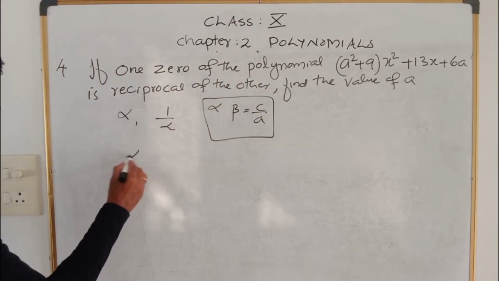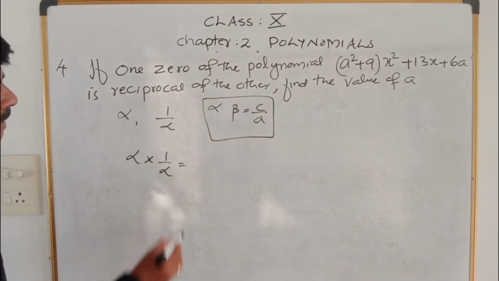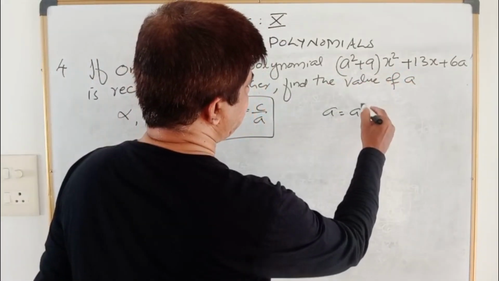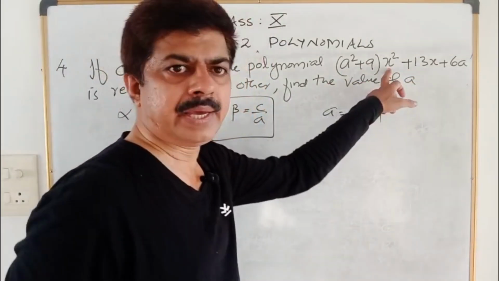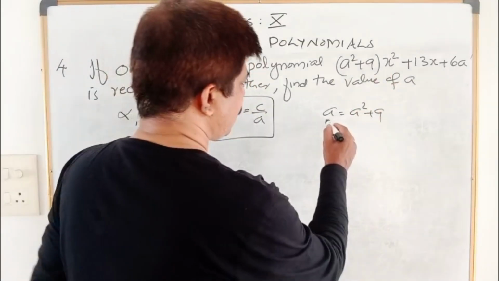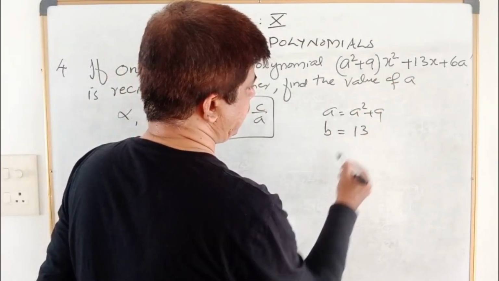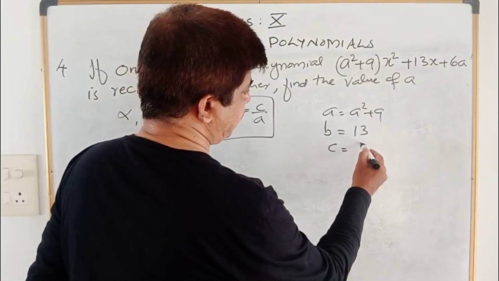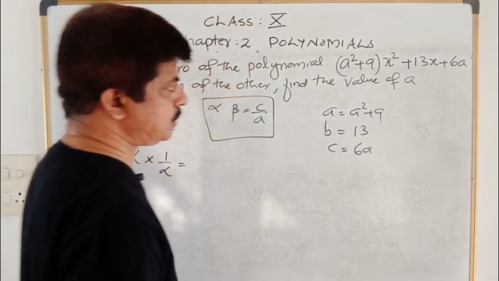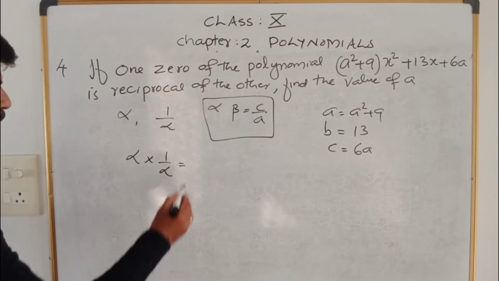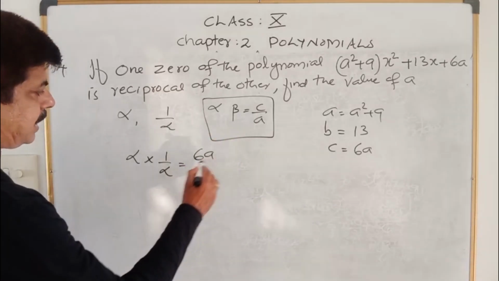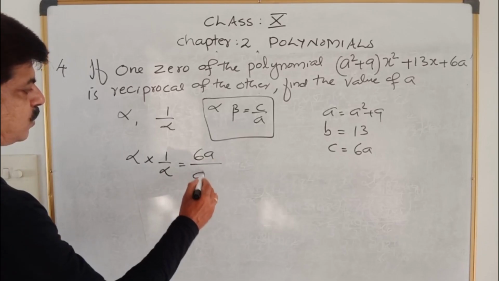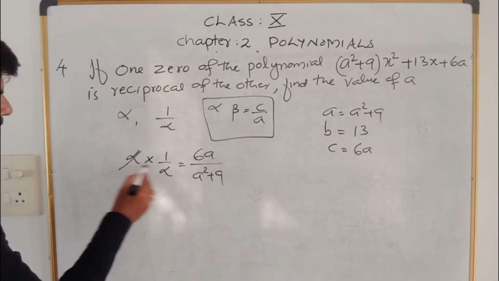So we will be multiplying alpha into 1 by alpha, c by a. What about c? In the given polynomial, what is c? We have a square plus 9, the coefficient of x square will be used as a, the coefficient of x will be taken as b, and the coefficient of the last term, the constant term, will be used as c. So we will substitute here, c will be 6a by a will be substituted, what? a square plus 9. So this is cancelled.